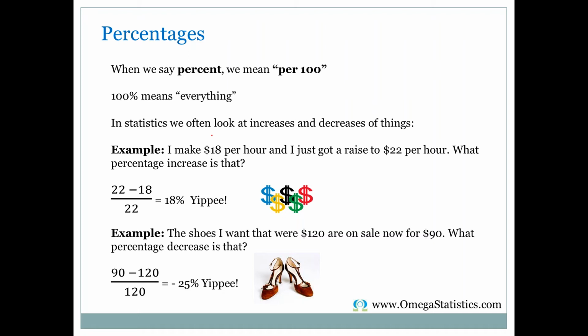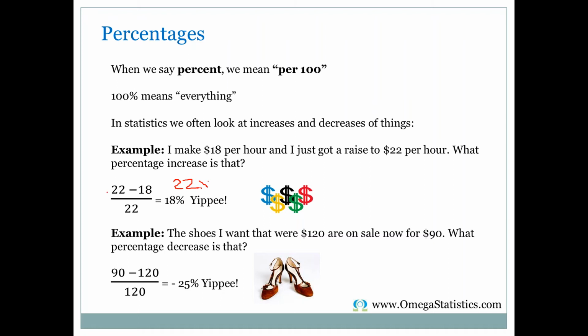And in statistics, we often look at increases and decreases of things. So here's a couple examples I have. If I make $18 an hour and I just got a raise to $22 an hour, what percentage is that? Well, we would do it this way. We would take where we're at now, and then subtract this, and then, did I do that one right? This should be 18 here. Oh, yeah, oops, see that? I did it wrong. 22 minus 18 over 18. 22 minus 18 divided by 18. So that's 22%. Yeah, I'm even happier.